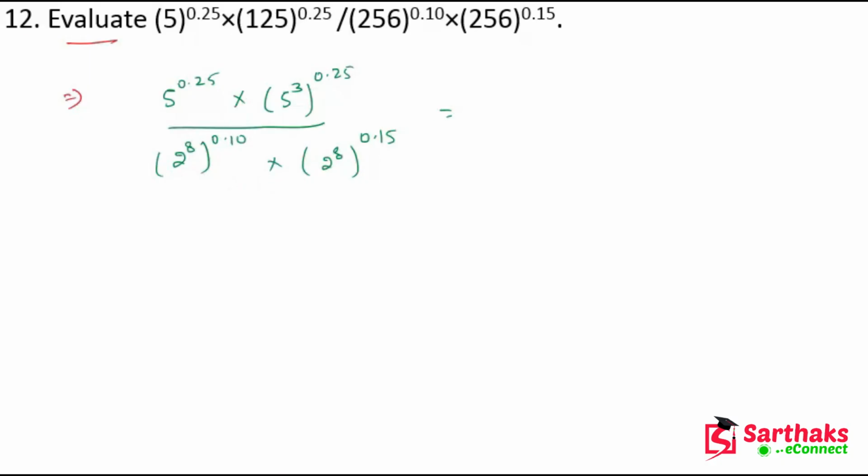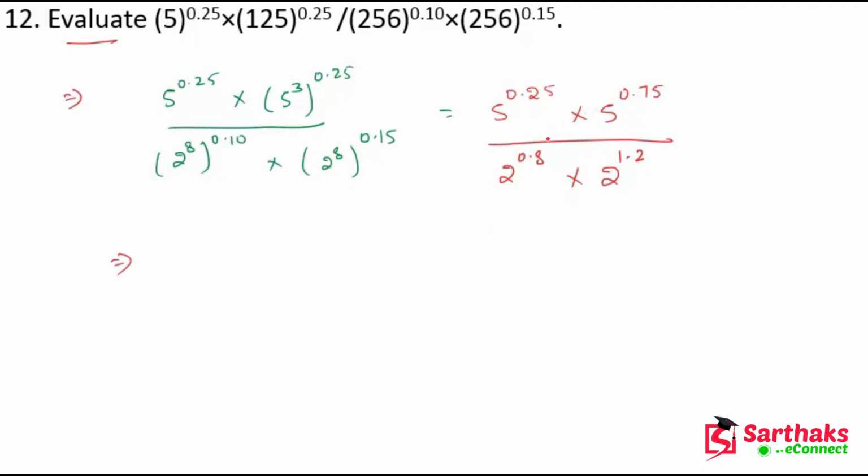So this will become like 5 raised to power 0.25 into 5 raised to power 0.75. If we multiply 3 into 0.25, this will become 0.75. Now divided by 2 raised to power, 8 into 0.10 is 0.8, into 2 raised to power 8 into 0.15, and if we multiply this, here we get 1.2.